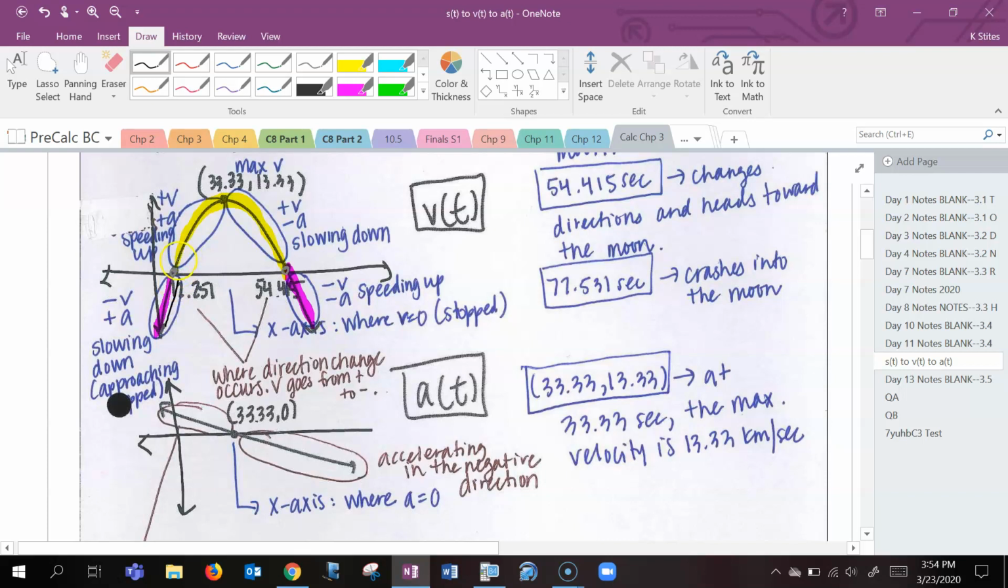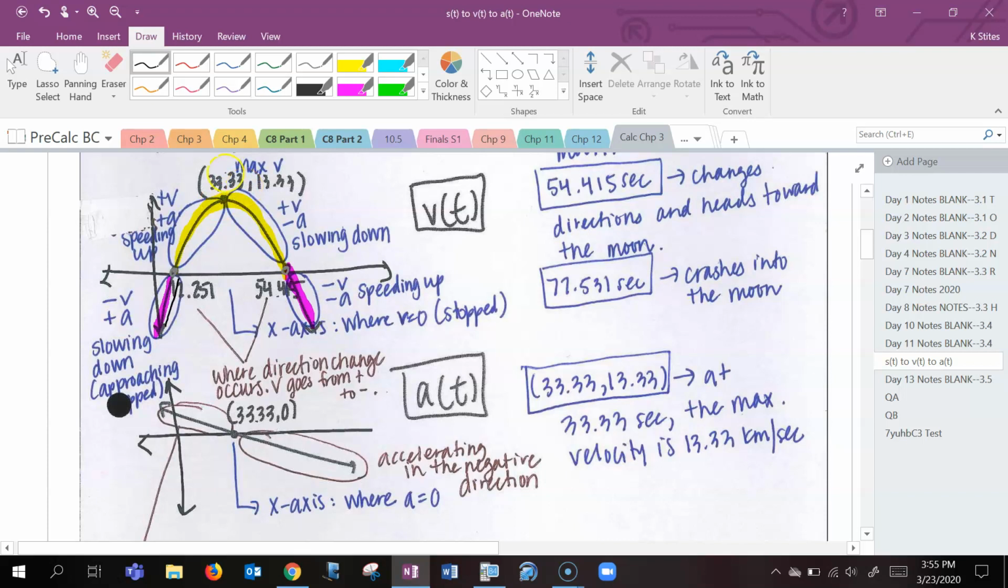Now, this yellow part right here that I've circled, you have a positive velocity, and your slope is still positive. So acceleration is positive. Both of these are positives. That means we're speeding up, which again makes sense because we're moving away from 0. 0 means stopped, so we're moving away from 0, and we're speeding up.